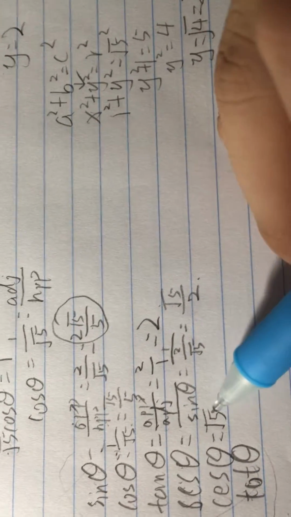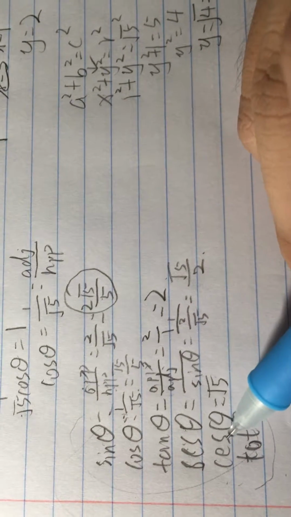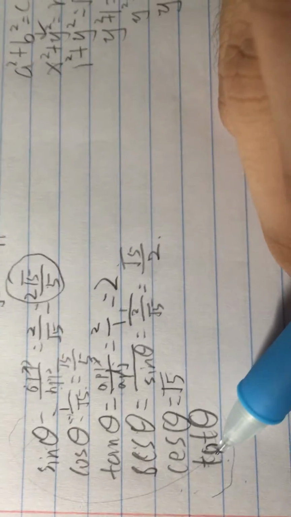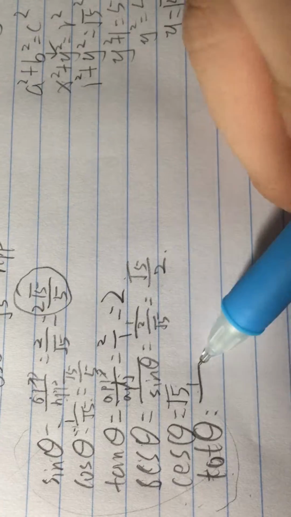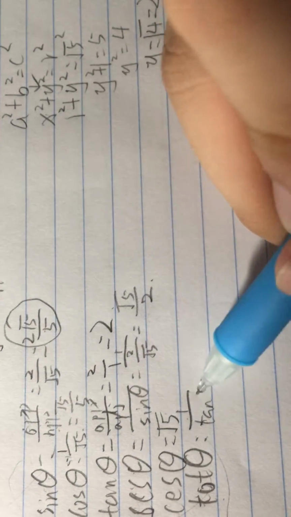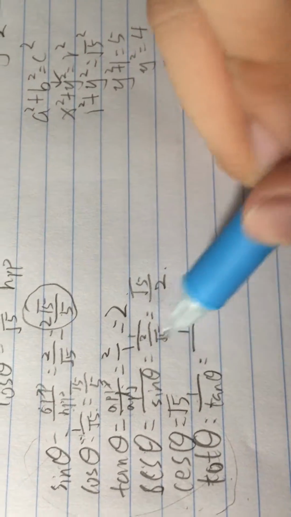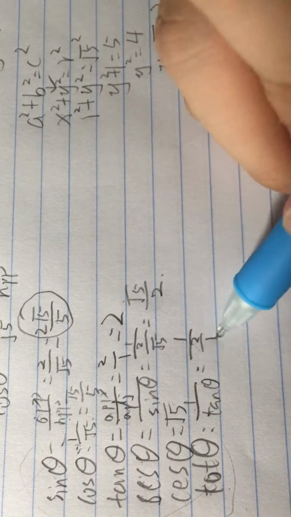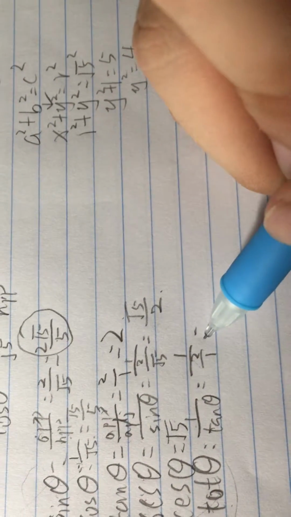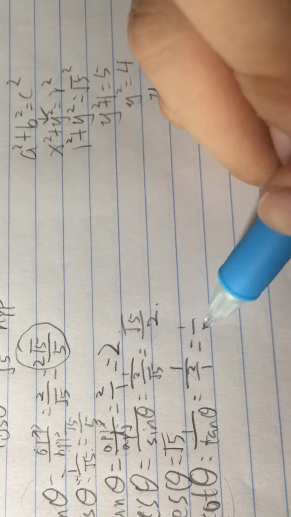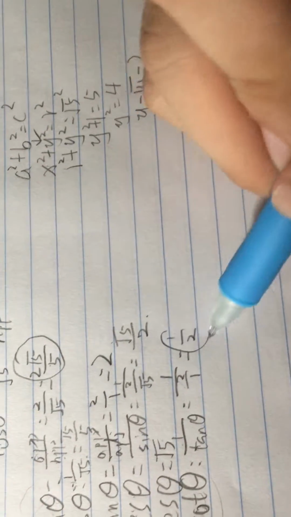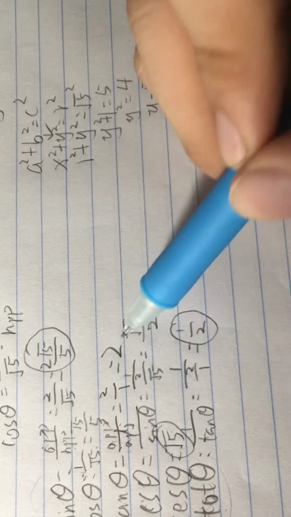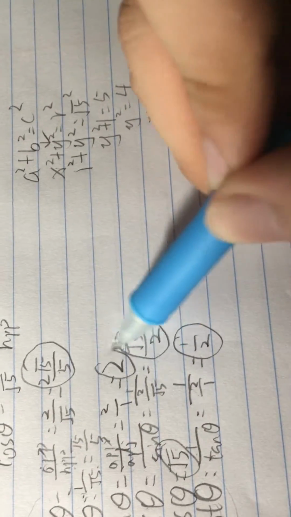And so we already know the cosecant, so we only need to solve the cotangent theta now, which is 1 over tangent theta, which is 1 over 2 over 1, which should be 1 over 2. So now we solved this math problem, and we got all 6 ratios from this angle.